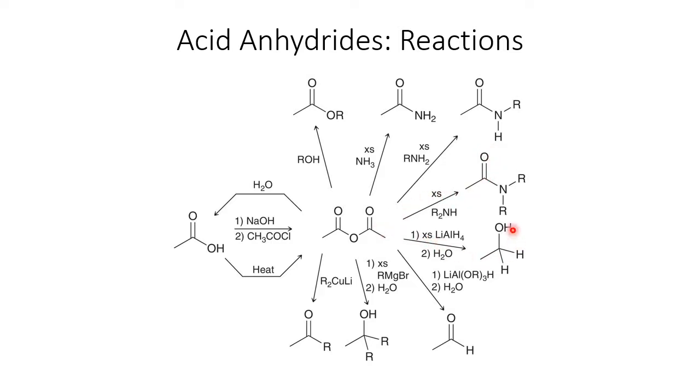We can reduce it into an alcohol. We can also reduce it into an aldehyde using our less reactive version of LAH. We can react them with Grignard reagents to form alcohols, and also Gilman reagents to form ketones. So you do not need to memorize a whole new set of reactions for acid anhydrides. They're exactly the same, with the exact same mechanisms, as the ones for acid chlorides.